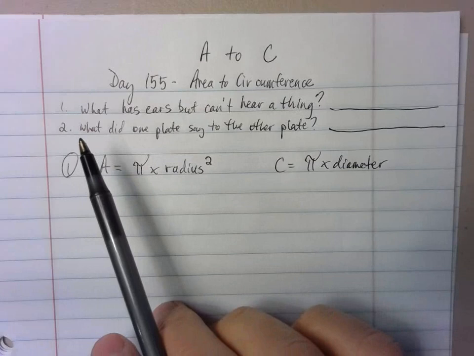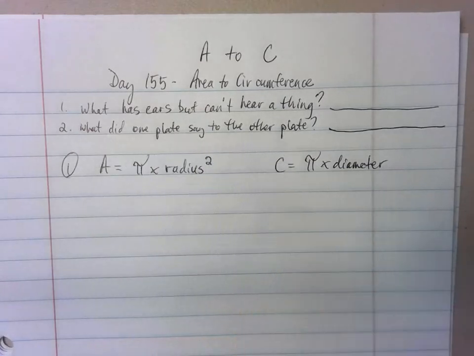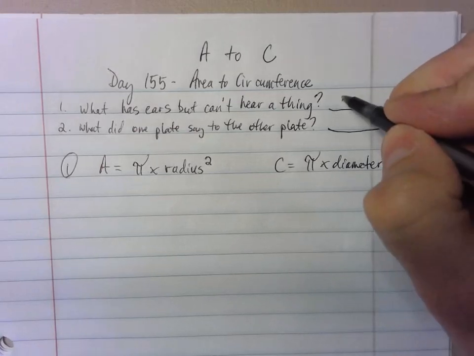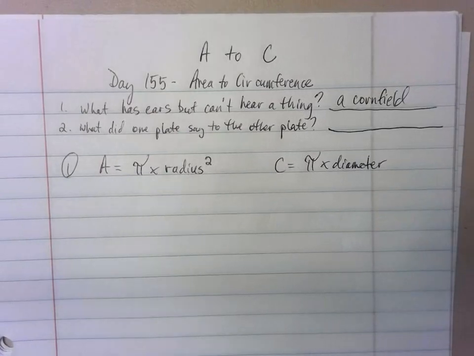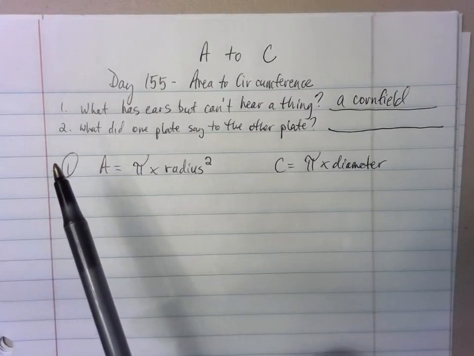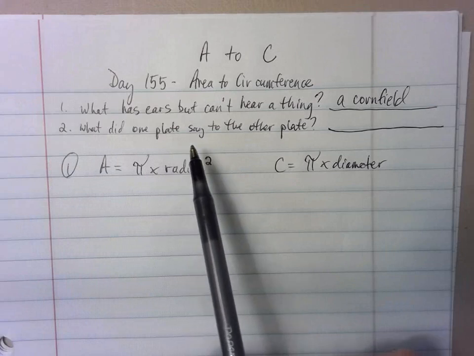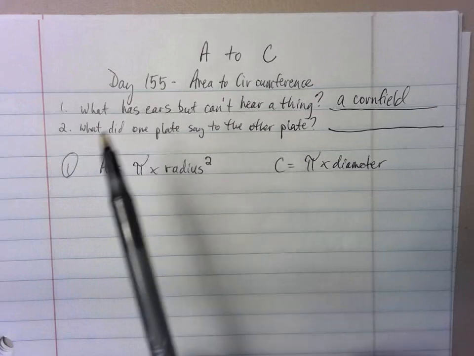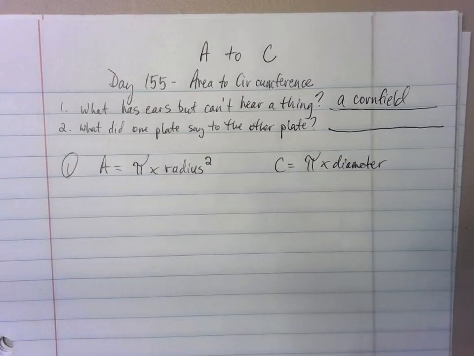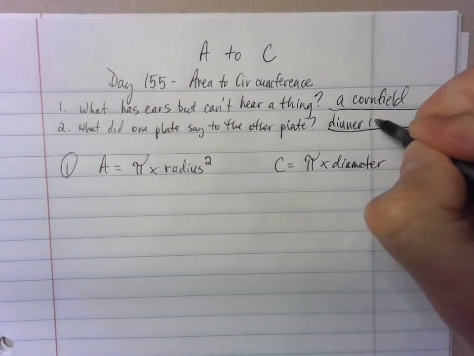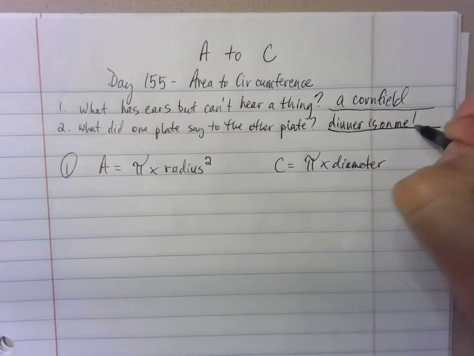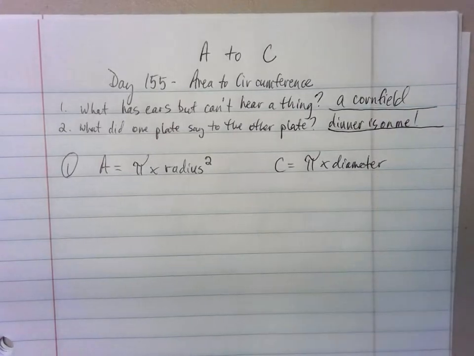So my first question before you get started today is, what has ears but can't hear a thing? A cornfield. Alright, second question. What did one plate say to the other plate? Dinner is on me. That is a good one. Alright, you ready? We'll get back to that in just a little bit.